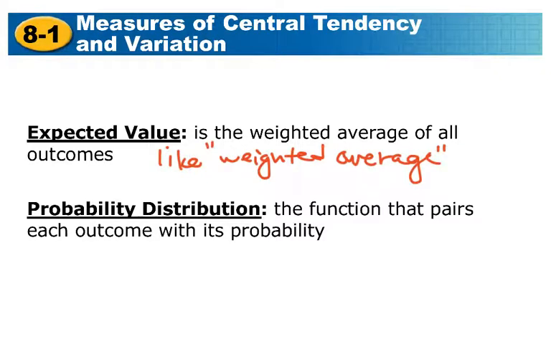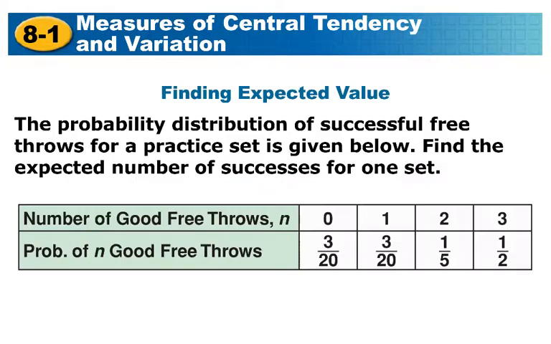And then your probability distribution is the function that pairs each outcome with its probability. So we'll kind of see how that works here. The probability distribution of the successful free throws for a practice set is given below. So apparently 3 out of 20 of the throws were none. Sorry, to make 0 out of the free throws, that happened 3/20ths of the time.